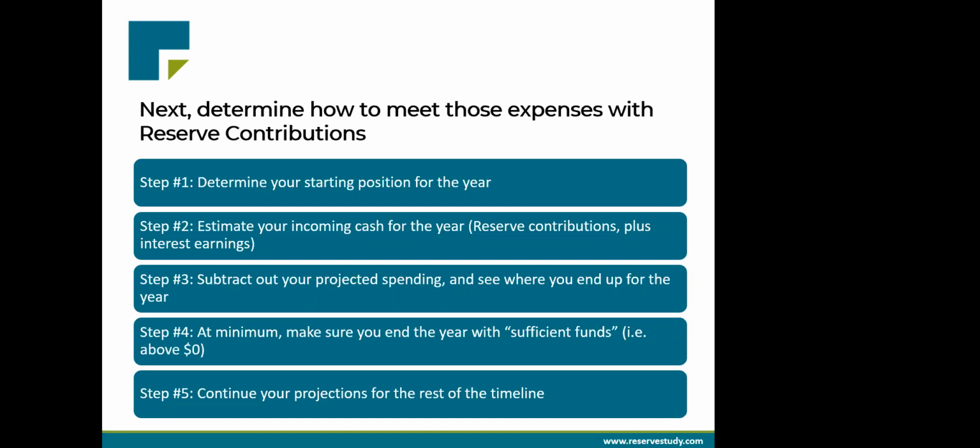The next step is to go back to that forecast of expenses and look at what's coming up on the schedule. What are the estimated costs coming up in that first fiscal year? From there, you're going to do your math, right? Take your starting cash position, add in your assumption for income, your reserve contributions, your interest earnings, and then subtract out your reserve expenses for that year. That will then leave you with a new account balance going into the following fiscal year. You just roll that forward.